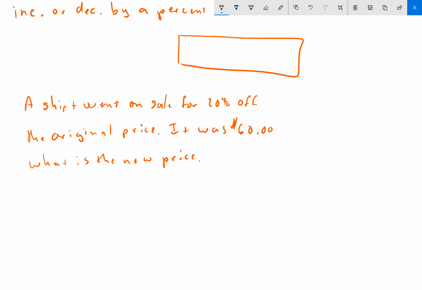So what you need to do is this. You need to understand that we are decreasing the cost of the shirt. The shirt was originally $60. That's 100%. And now I'm decreasing the value of the shirt by 20%. So this is 20%, 20%, 20%, 20%, and 20%. And now I notice that I have 1, 2, 3, 4, 5. So 60 divided by 5 is 12, which means that if I decrease the shirt by 20%, I'm really decreasing it by $12.